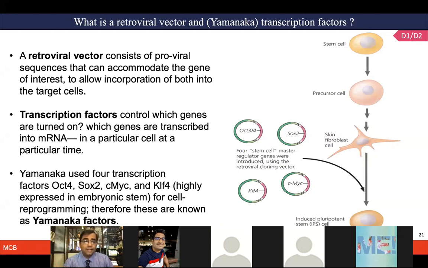He used some very specialized transcription factors, OCT4, SOX2, MYC, and KLF4, which are highly expressed in the embryonic stem cells. And based on these, he was then able to induce the pluripotency of the cell, which is known as iPS cells. So based on his name and contribution, these factors are known as Yamanaka factors. But I'm not going to go to this level of detail at this stage of your quizzes or your exam.